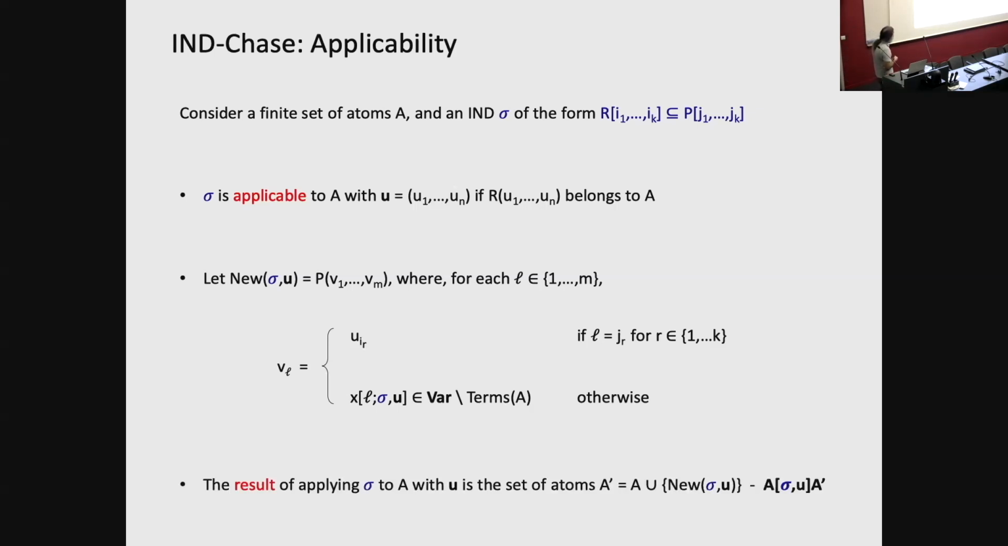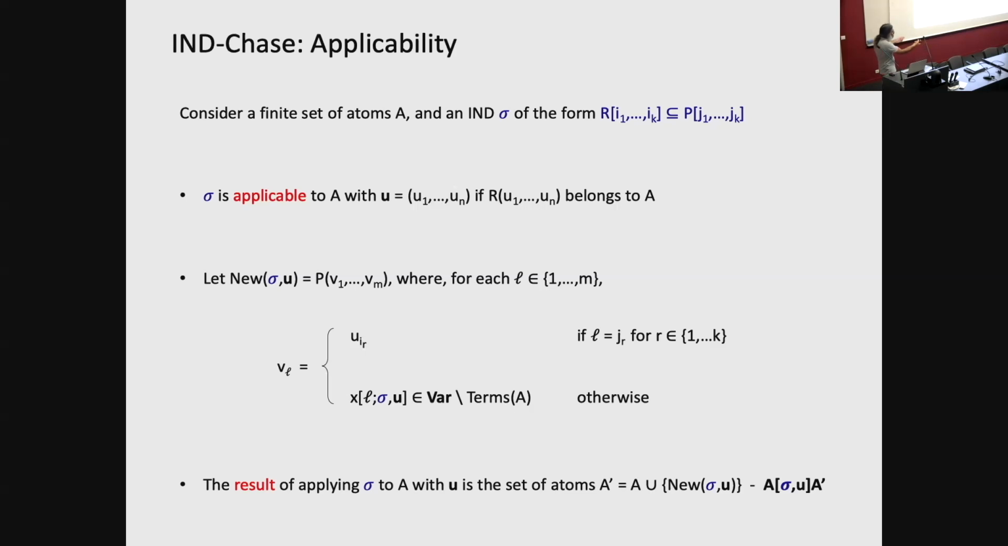Once we have this new atom in place, and we know how it looks like, the chase step is pretty clear. The result of applying sigma to A with this witness U will be the set of atoms A prime, which is obtained by simply adding this new atom to A. And that's it. Each chase step adds one new atom, defined in this way depending on sigma and U, to the current set of atoms A, and it gives us this new A prime.